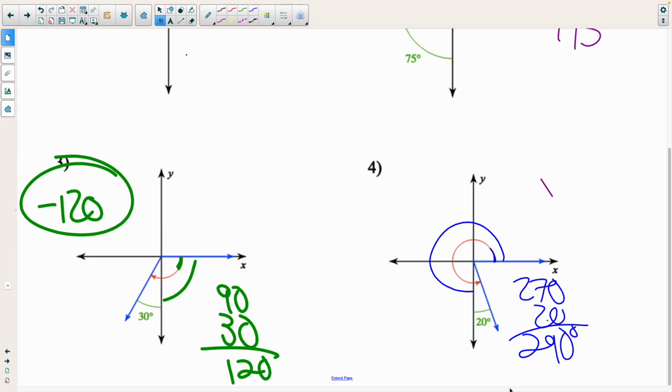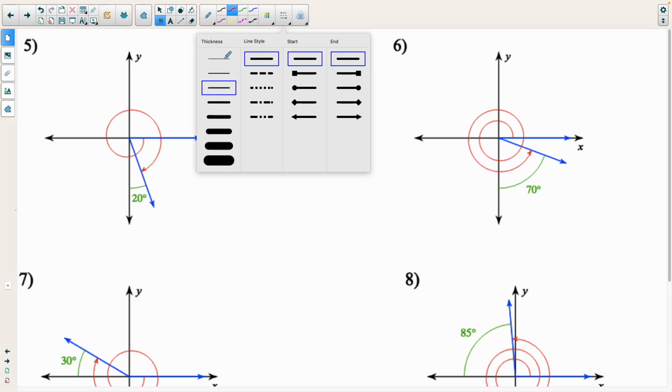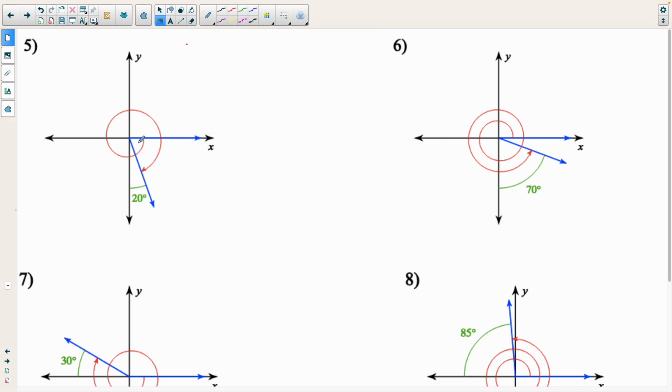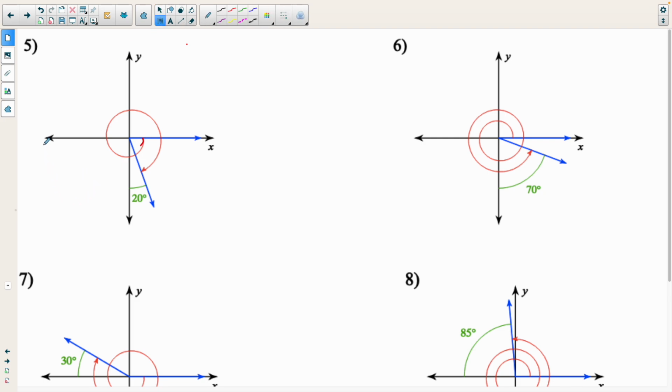All right, so now when we're doing multiple rotations, right, I just like to do it in pieces. I'll go as far as I can in a full rotation to start. Right, so first thing I notice when I start is I'm going down. That's going to be a negative angle. Right?